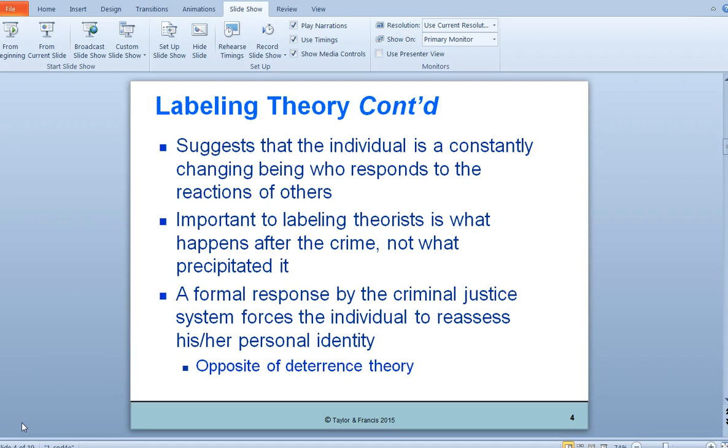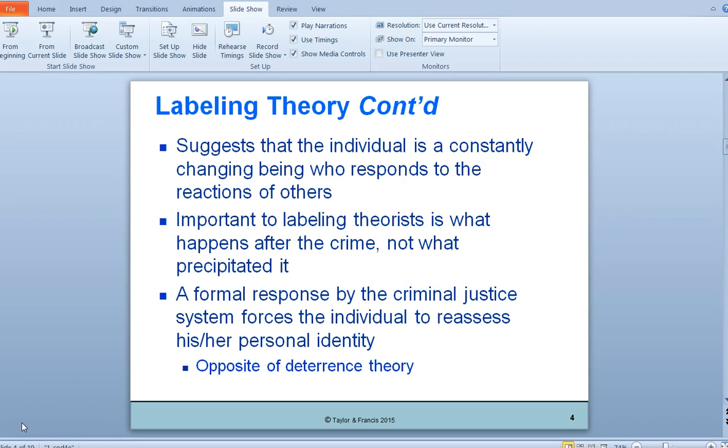And as I said a minute ago, it suggests that the individual is a constantly changing person who responds to the reaction of others. What is important to labeling theorists is what happens after the crime, not what caused the crime. This is why they're called social reaction theories. And a formal response by the CJ system therefore forces the individual to reassess his or her personal identity, to relook at themselves. Now, this is the opposite of deterrence theory.